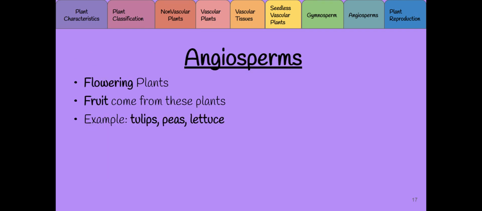Angiosperms. These are flowering plants. Fruit comes from these types of plants. So your apples and all of your oranges will be considered angiosperms. Examples that you might be familiar with are tulips, or even the sugar snap peas that we're growing in class, and lettuce.